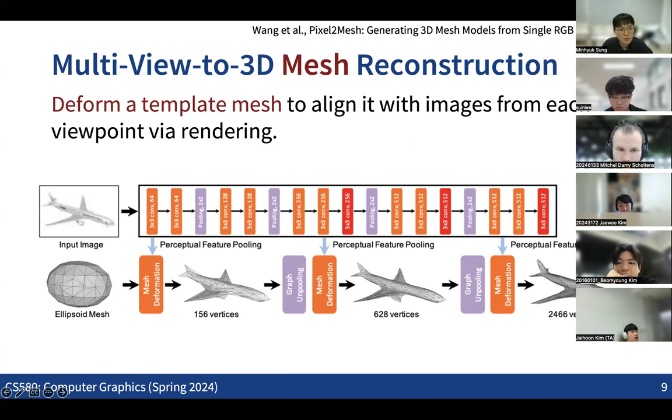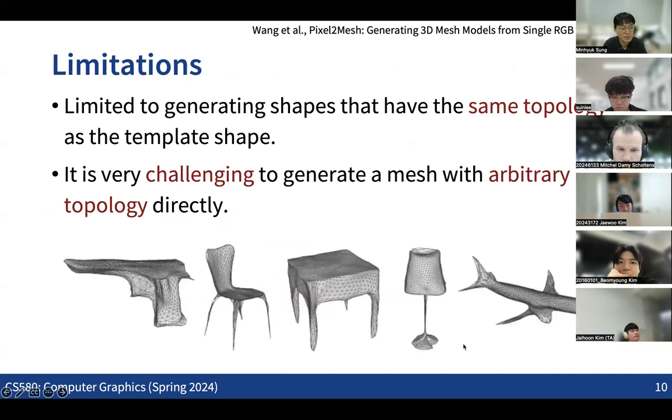Yeah, so there are many good answers. Obviously the topology might be one thing. As we are starting from an ellipsoid mesh, unless we do some tearing or some surgery like cutting some part of the mesh, it is hard to change the topology. So that is one of the big problems.